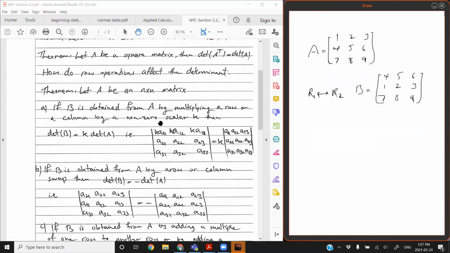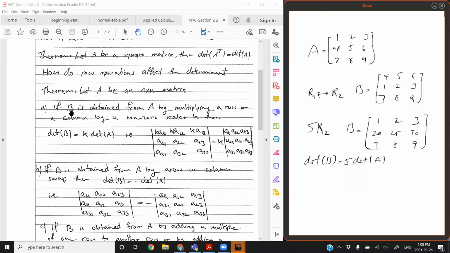part A. That would be a scale operation. If B is obtained from A by multiplying a row or a column by a non-zero scalar k. So for example, in order to get B, let's say we are multiplying row 2 by 5. And then B would be something like this. 1, 2, 3, and 5 times 4, 20, 5 times 5, 25, 5 times 6, 30, and then 7, 8, 9. If you're doing a scale operation, then the determinant of B is simply going to be 5 times the determinant of A. So in this case, the determinant of B is going to be 5 times the determinant of A.